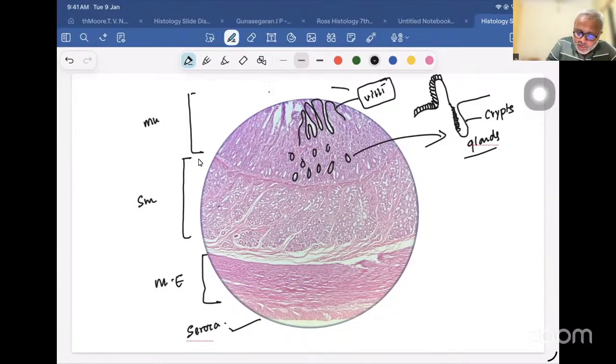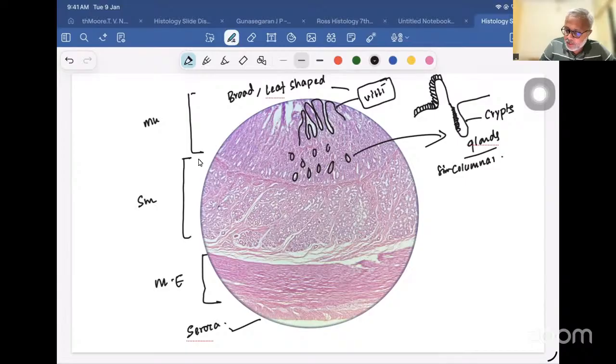So what is the peculiar feature of the villi of duodenum? The villi of duodenum typically are described as leaf-shaped. These are broad, leaf-shaped villi with intestinal crypts. This is the feature. Each of these villi and intestinal crypts is lined by what we call simple columnar epithelium with microvilli.